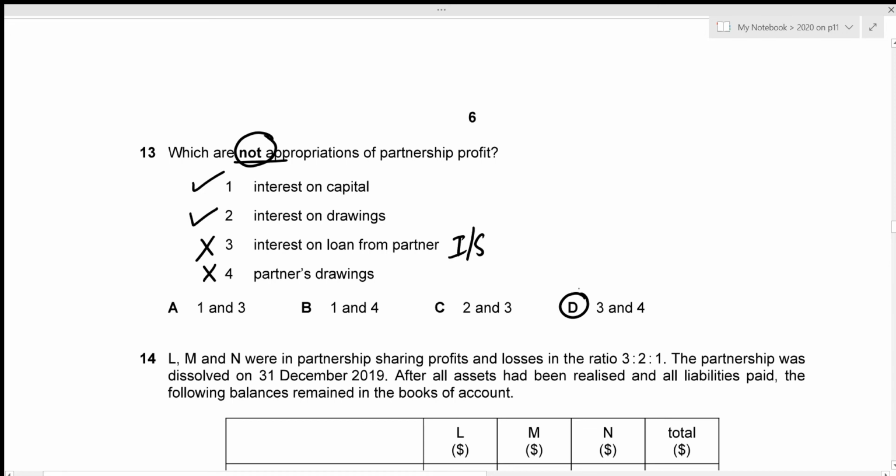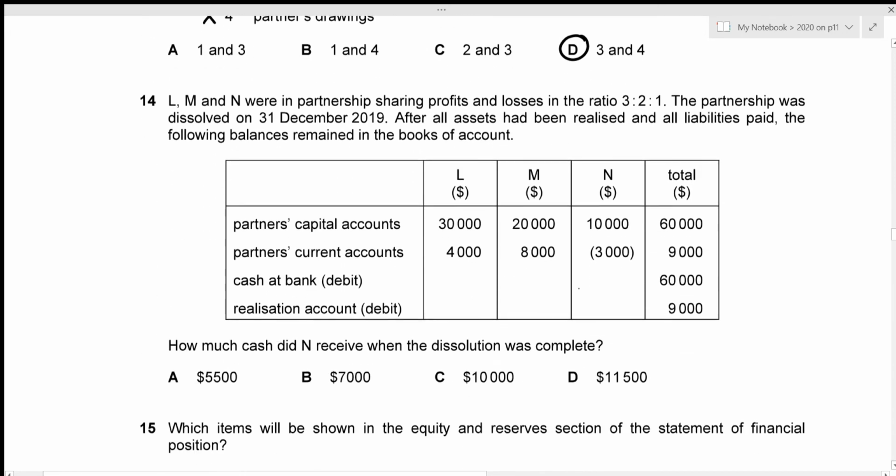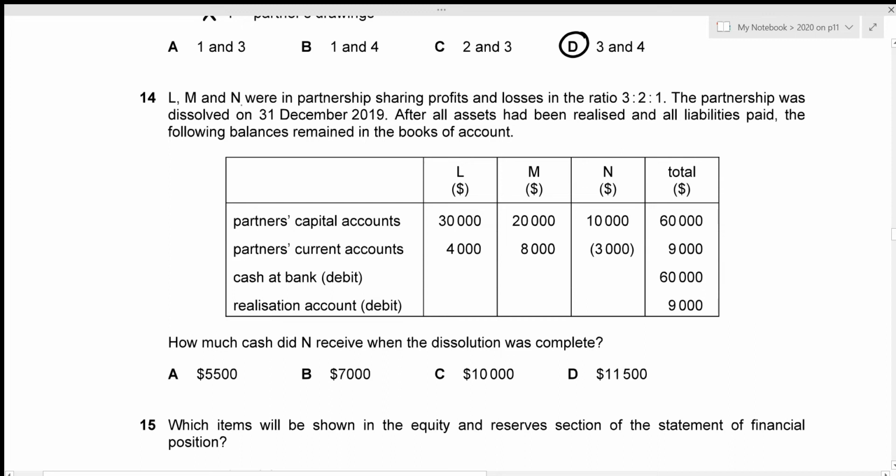Now we can move towards question number 14. L, M, and N were in partnership, sharing profits and losses in the ratio of 3:2:1. The partnership was dissolved on 31st December 2019, and after all assets had been realized and all liabilities paid, the following balances remained in the books of accounts. Okay, we need to figure out how much cash did N receive when the dissolution was complete. Okay, so this just means that we need to prepare the capital account for N.